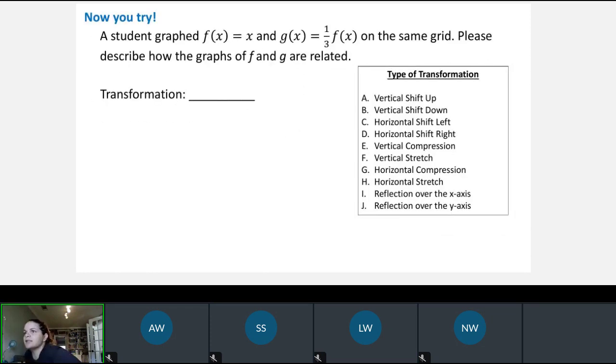Okay, what about if you're given something that looks like this? So you get to choose the type of transformation. Okay, I've got them listed for you.